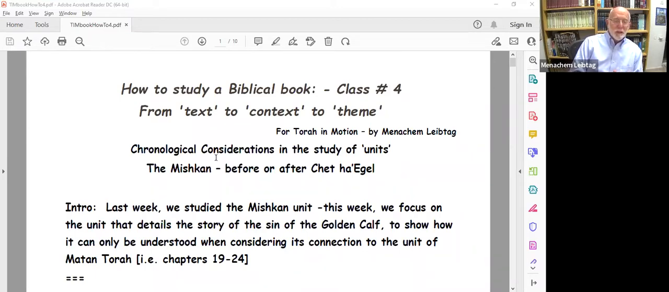Just keep it in mind, but we're going to study now the next unit, called the story of the sin of the golden calf. That's chapters 32 through 34. The goal of today's shiur is to show that if you really want to study and understand the sin of the golden calf, and you don't take into consideration its continuation from the previous unit of Matan Torah, you'll probably miss many of the key points.